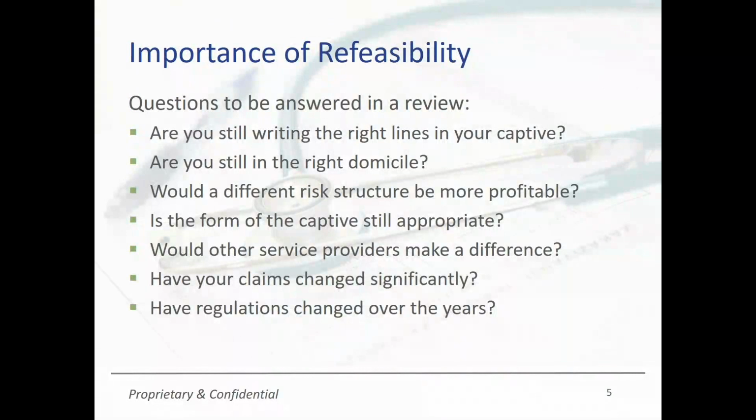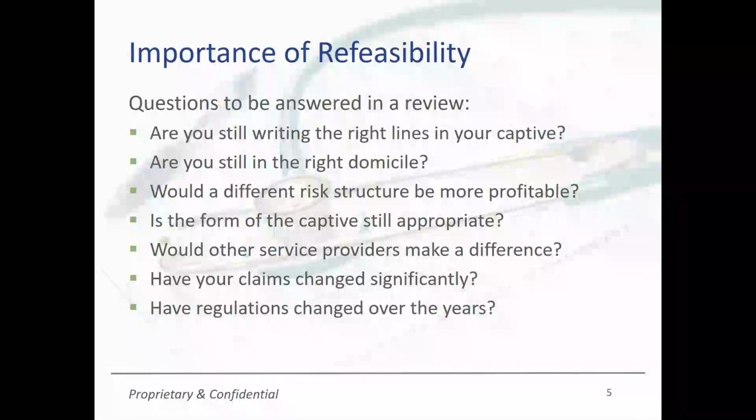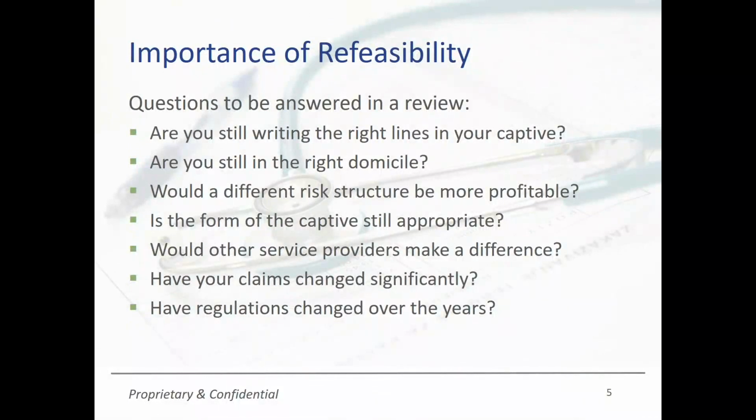Continuing on with the importance of refeasibility, there are key questions that can be answered in review. And this isn't meant to be an all-inclusive list, but some of these questions include, are you still writing the right lines in your captive? Upon your initial feasibility study, perhaps you had a very traditional approach and included only a couple of P&C lines of business, such as workers' compensation, general liability, perhaps auto liability. Now may be time to review adding other lines, such as employee benefits or cyber.